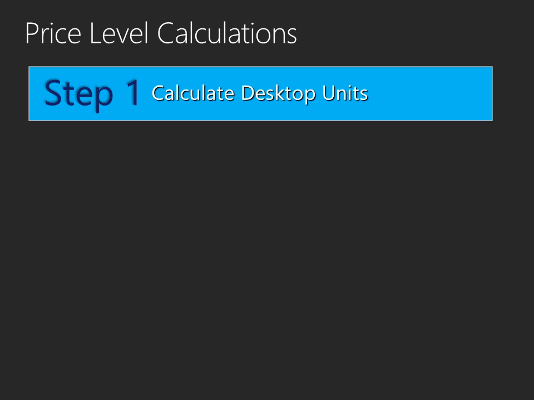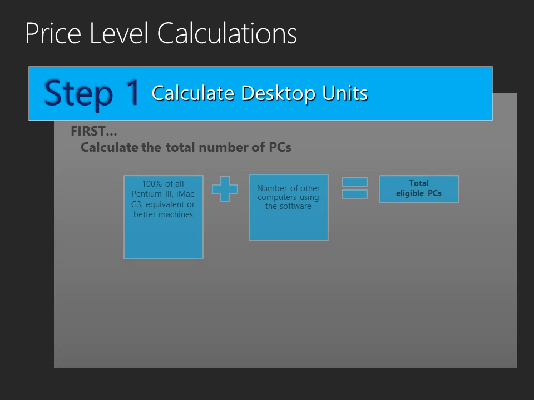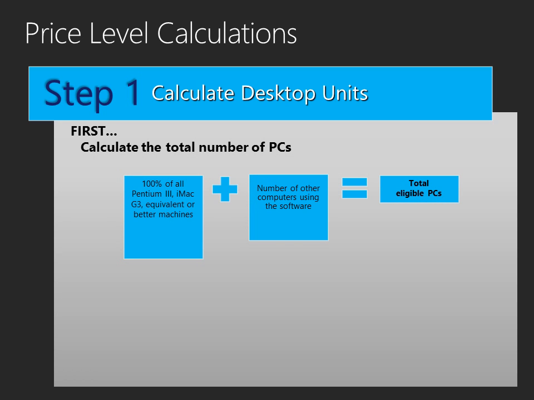First of all, we have to calculate the number of desktop units there are. So you do this by counting the number of PCs that you have. So you have to count all of your, as it says here, Pentium 3, iMac G3, equivalent or better machines. You would count all of those, plus the number of other computers using the software that you're going to purchase. And that will bring up your number of eligible PCs. So that gives you your eligible PC count.